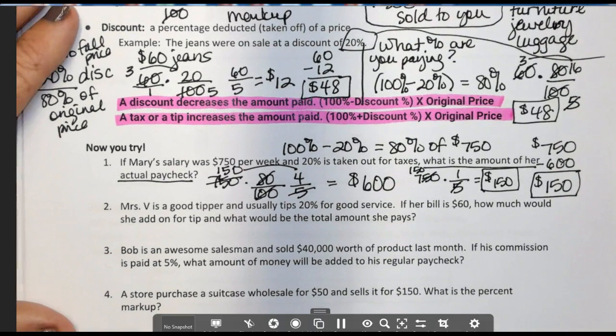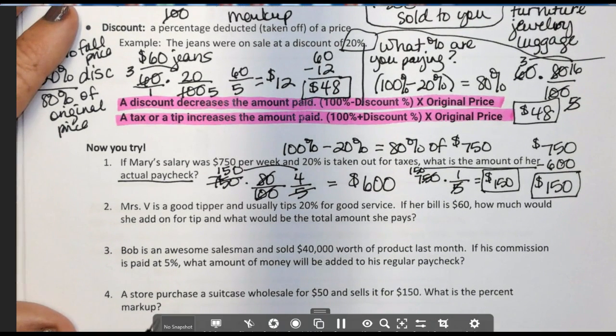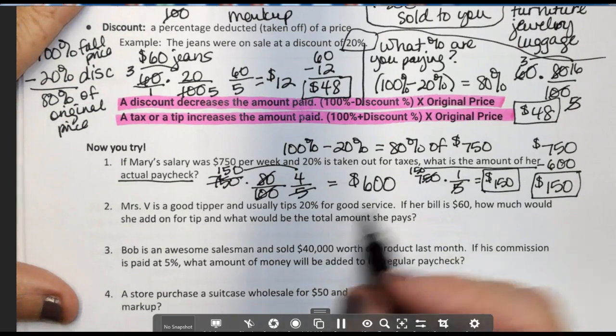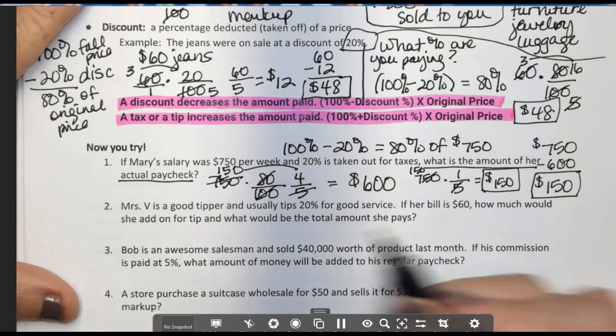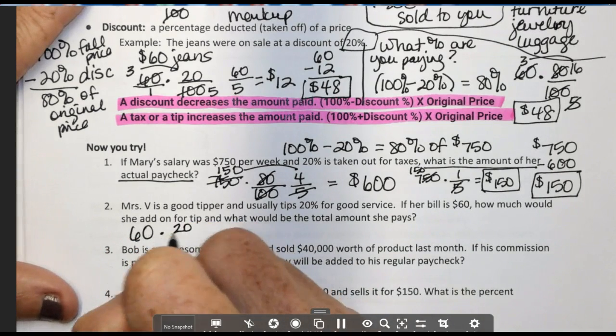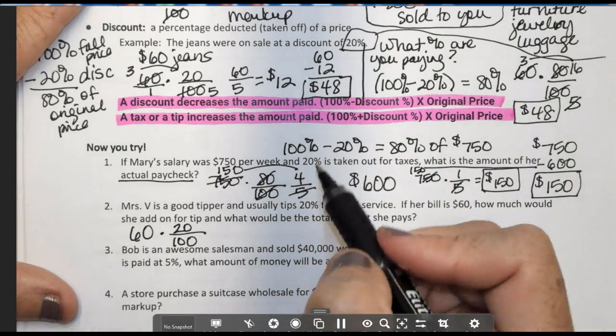All right, Miss V is a good tipper. I actually am. And usually tips 20% for good service. I usually tip quite a bit over that, but 20% is kind of my minimum. If her bill is $60, how much should she add on for tip, and what would the total amount be that she pays? So if my bill is $60, and I'm going to tip 20%, okay?